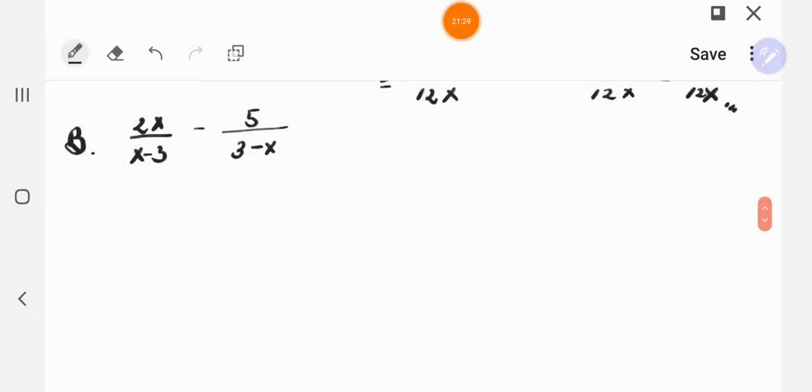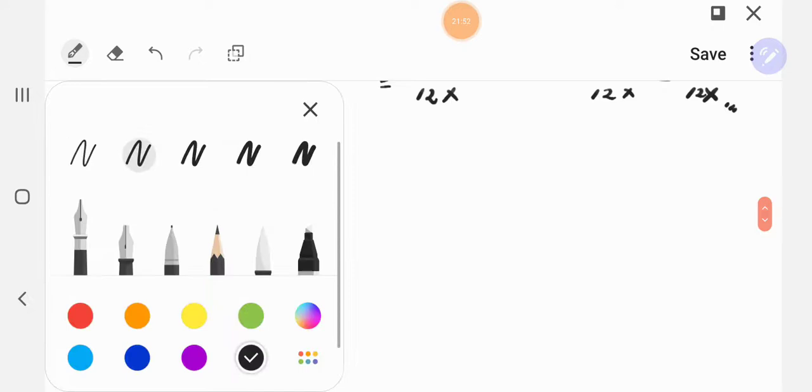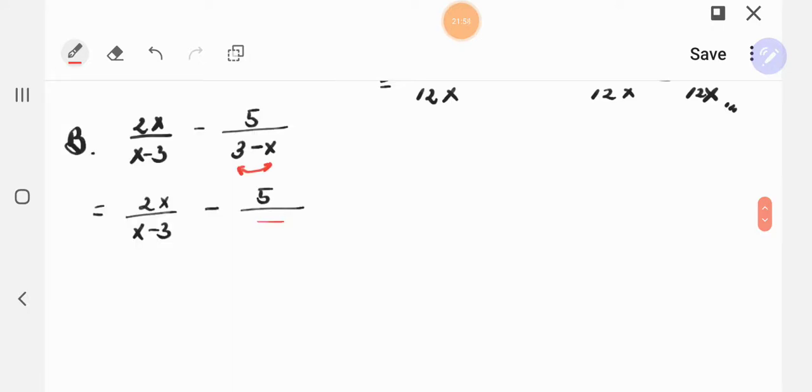Okay, let's do letter B. The denominator is x minus 3, and the second denominator is 3 minus x. But do you remember? x and 3 are switched. So why don't we change this one? If we switch these two, then this will be 2x over x minus 3 and then minus 5 over, okay, once we change this, then there will be x minus 3 and then put the negative sign outside.